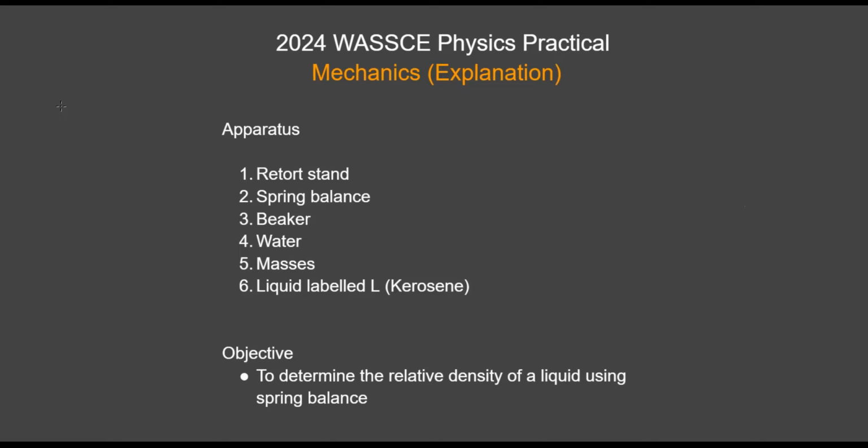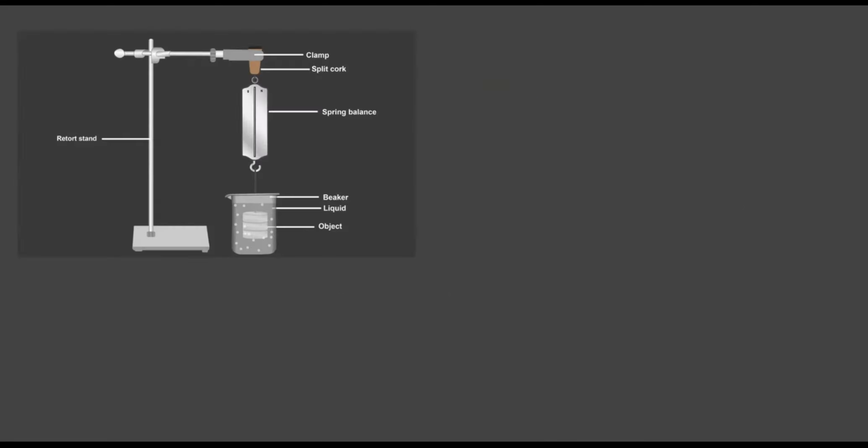Now let's take a look at how the experiment is going to play out, most likely. The likely experimental setup you should expect on the day of the exam. Here you have your retort stand, you have your spring balance hanging from a split cork, you have your beaker with the liquid inside, and you have a suspended mass on the spring balance. Now let's take a look at how the experiment is going to proceed. Here you'll be asked to set the hanging mass to be, for example, 20 grams. Then you'll be asked to dip that mass into water.